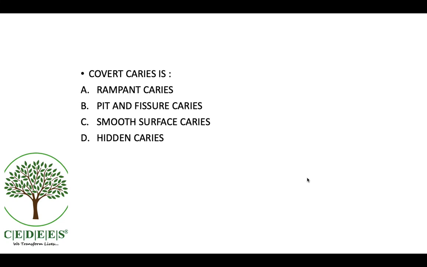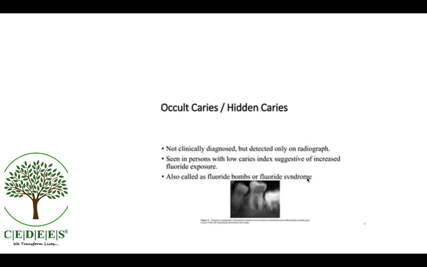Next question is, what is covert caries? And the answer here is hidden caries. Going on to the explanation. Occult caries or covert caries or hidden caries are the caries which are seen in people with low caries index, high fluoride exposure, suggestive of increased fluoride exposure. They are not diagnosed clinically but detected only on radiographs. They are also known as fluoride bombs or fluoride syndrome.